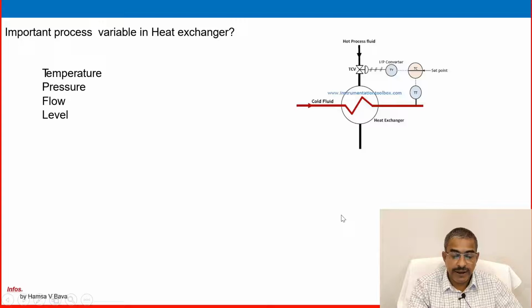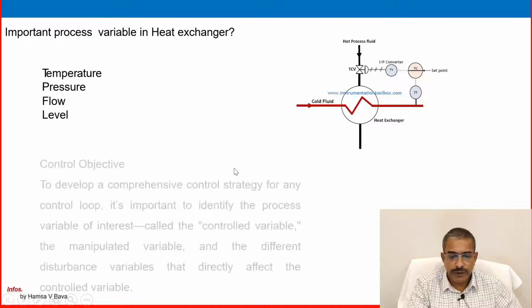Temperature is the ultimate aim, to improve heat transfer between the two fluids. That is our ultimate aim in heat exchanger. Temperature, pressure, flow and level: by maintaining temperature itself we can do this, or we will adjust pressure, flow or level. We do it in different ways.